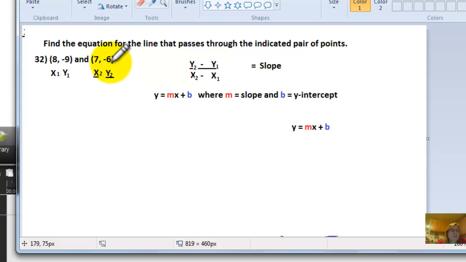-6 is y2, and I'm going to subtract, according to my formula, y1. So I go over here, this is x1, here's y1, so I have to minus 9. So I like to put those in parentheses just to keep track of things. And that's going to be over x2. So we look here, here's our x2, which is 7. Here's our formula, minus the x1. So we look over here, here's our x1, which is 8.